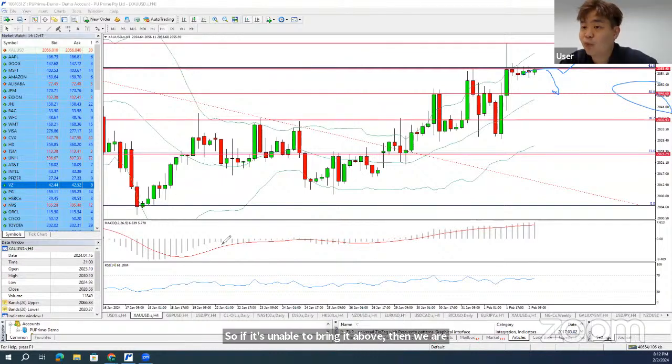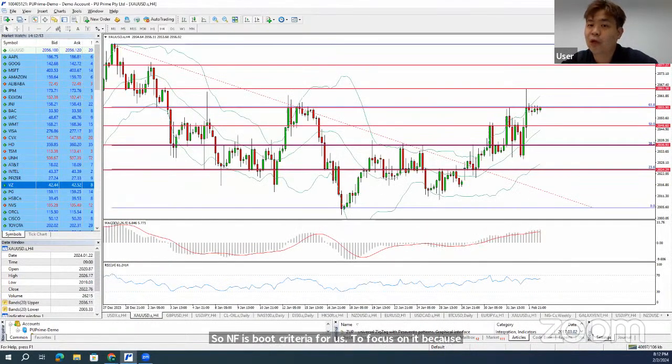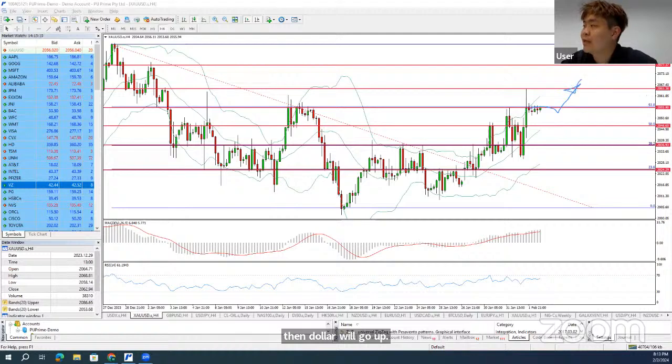So NFP is a good criterion for us to focus on, because after the NFP data release, you need to continue monitoring the charts, 2045 and 2065. If better than expectations, then gold might go down. Target should be around 2045. If NFP is worse than expectations, then the dollar will go down and gold will go up. Then the next target for it is 2065. So this is how we monitor the chart.